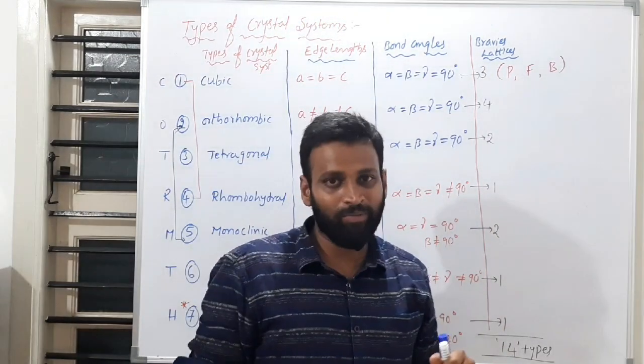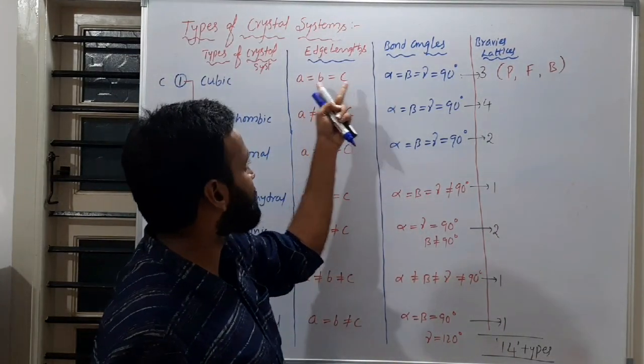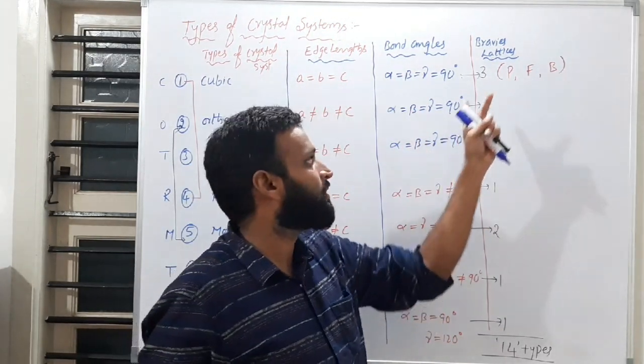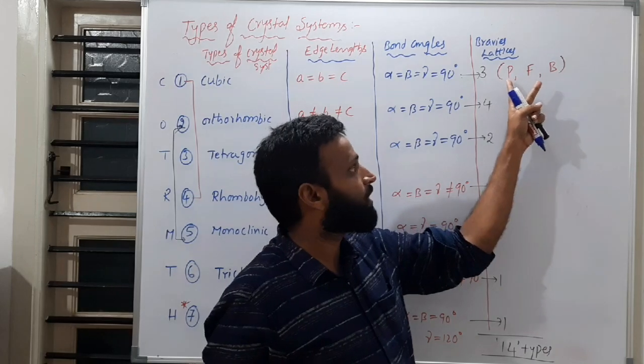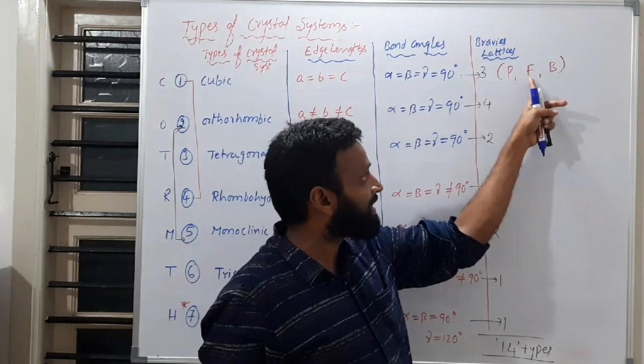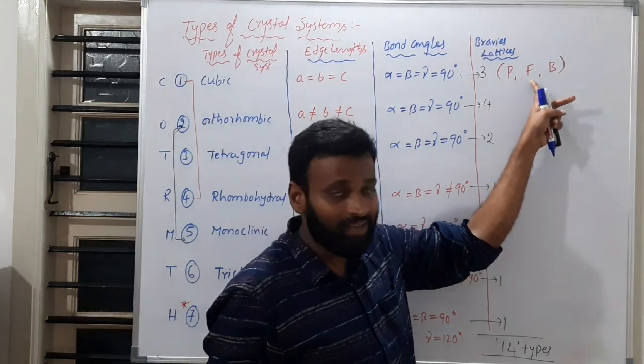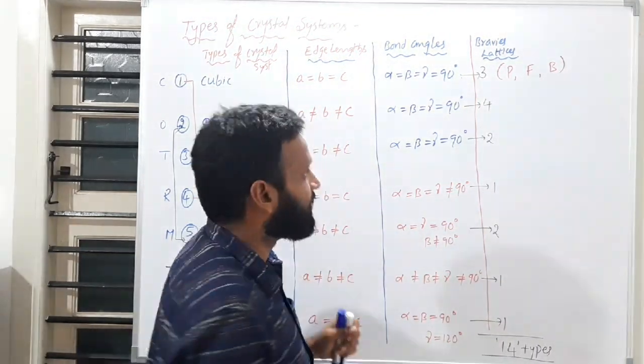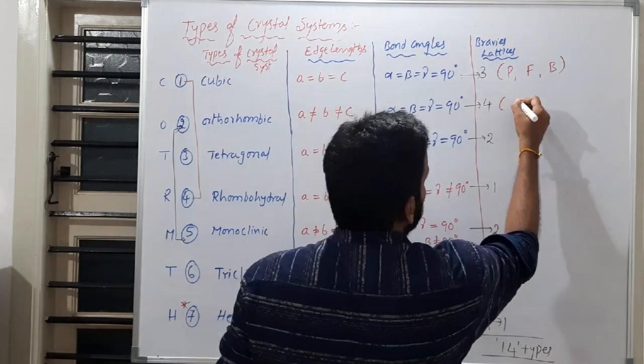So what is a cubic system? You have an idea: all 3 edge lengths are the same, and angles are the same. So the cubic system exists in 3 types. One is primitive, FCC, face center, and body center, PFB. Got it clearly?